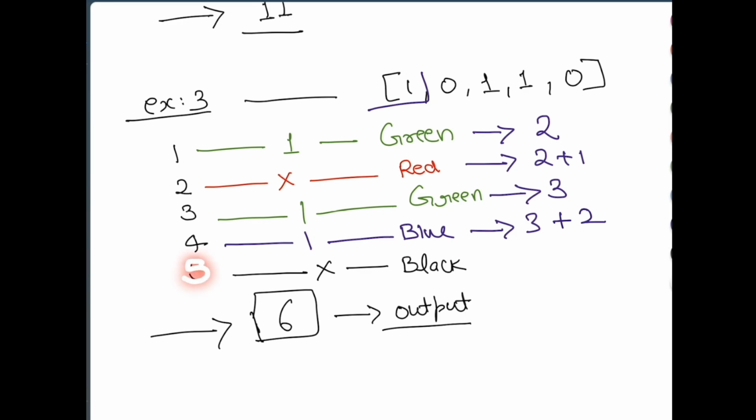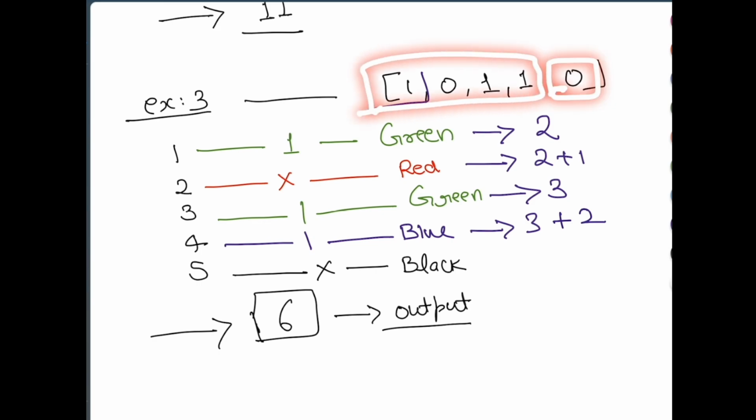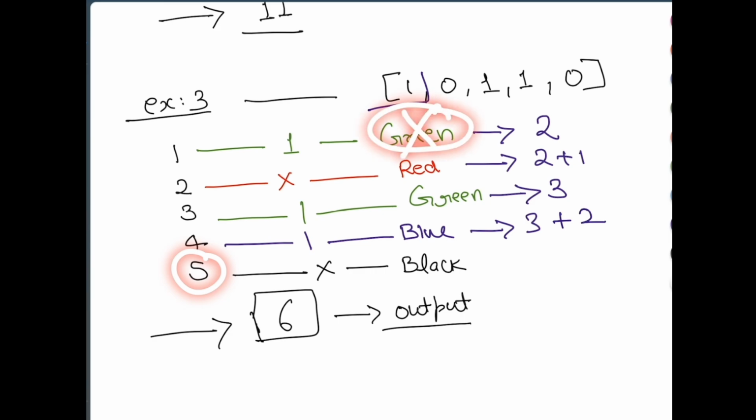Now talking about rabbit number 5. This rabbit number 5 told that I have seen 0 rabbits which are of same color as me. As of now, after processing these rabbits' data, I have seen green, red and blue rabbits. Can I assign this rabbit color green? No, right? We cannot. We cannot even assign the color red.